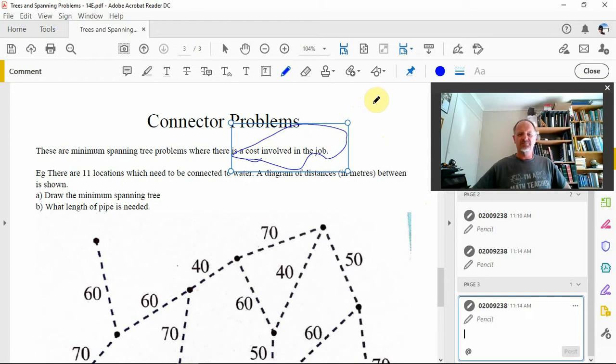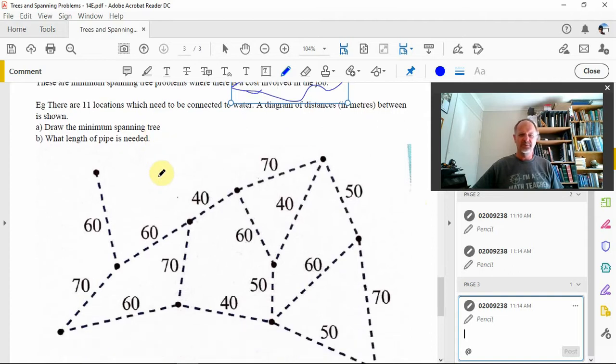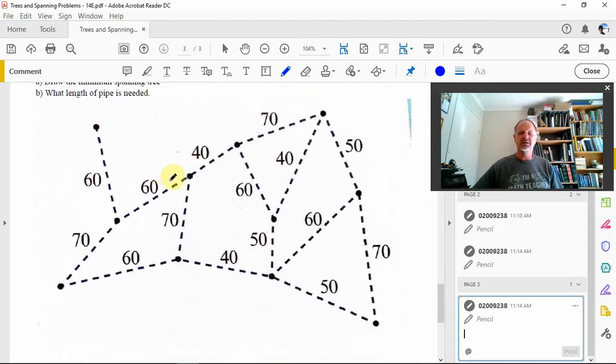So in this particular one, it says that there are 11 locations that need to be connected to water, and a diagram of the distances in metres between them is shown. Draw the minimum spanning tree. What is the length of pipe? So, if we're going to connect all these vertices together with pipes, pipes cost money, so the least amount of pipe we need to buy to do it, the better. All right, so we can start anywhere we feel like.